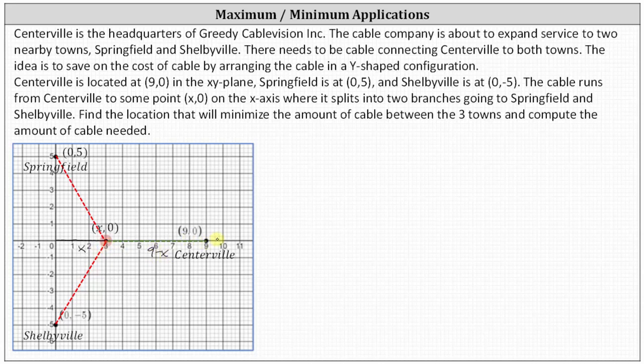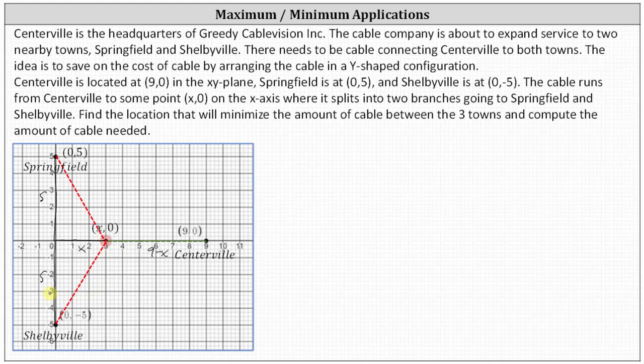And now we need expressions for the distance the cable travels from where it splits to Shelbyville, as well as where it splits to Springfield. Well, notice how we have right triangles, where we know this leg has a length of x, and this leg here in both right triangles has a length of 5. We're not using -5 here because we're thinking of this in terms of length.